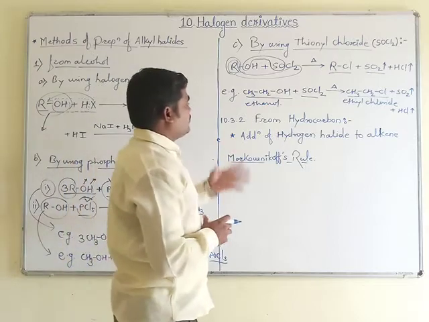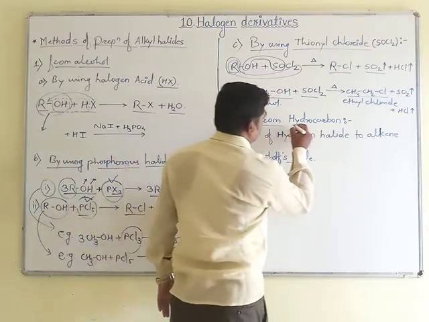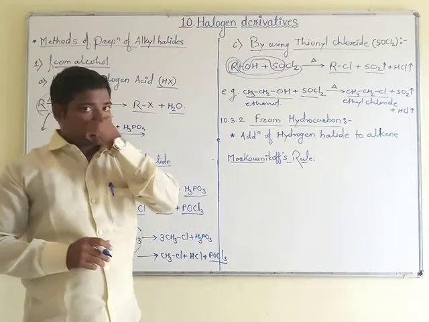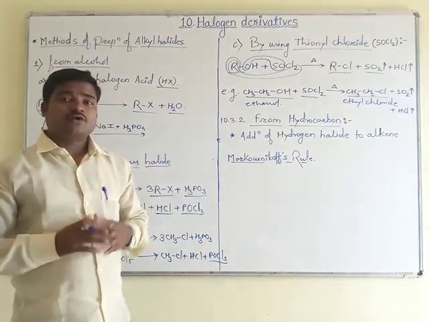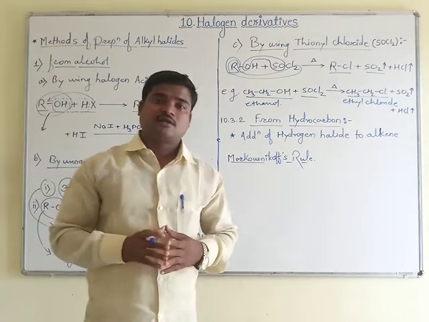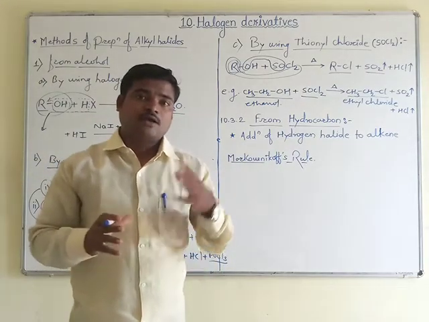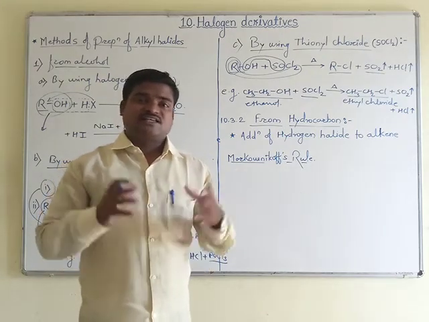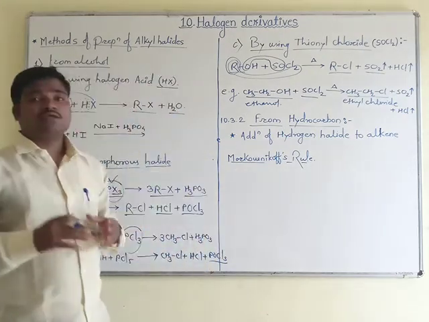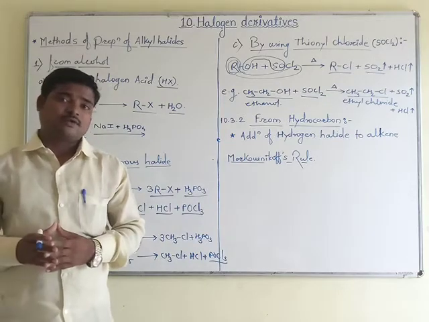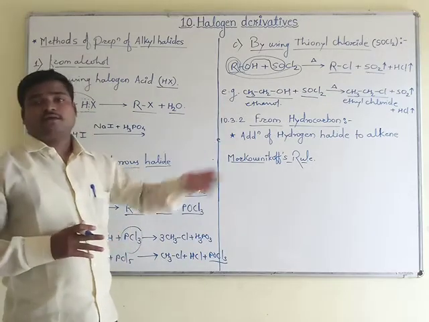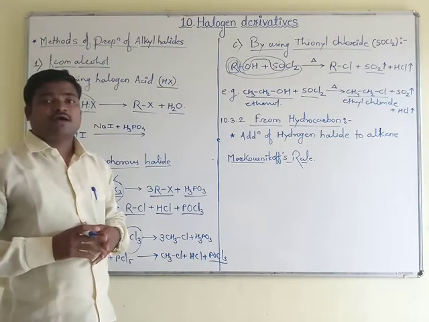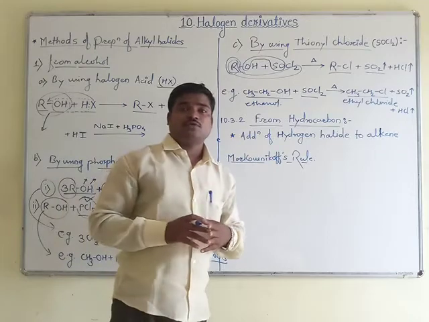Okay, now we will move to the next point of our chapter, that is from hydrocarbon. All of you have studied what is meant by hydrocarbons. In 11th standard, a separate chapter was there, hydrocarbons. In hydrocarbons, again you have seen its classification, that is alkanes, alkenes and alkynes. I will not go into detail of it, but here we are going to see the methods of preparation of alkyl halides from hydrocarbons.